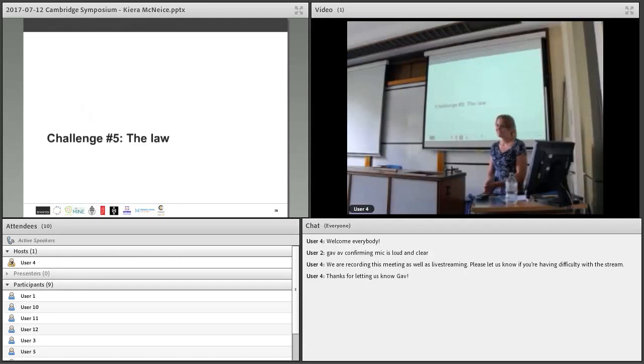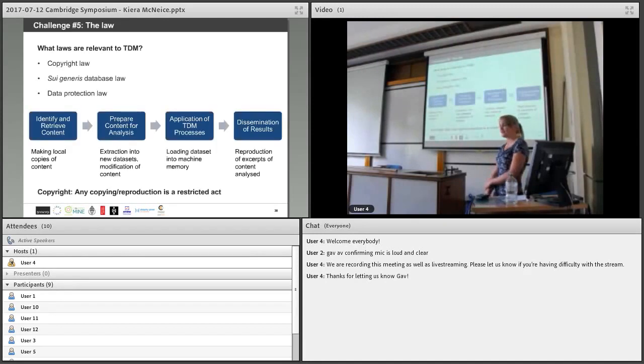And challenge number five, everyone's favorite, the law. So, laws that are relevant to text and data mining. First of all, you've got the intellectual property laws, copyright, and in Europe, the sui generis database law, which essentially functions like a copyright kind of protection for anyone who puts time and effort into creating a database. And data protection law is the third law that protects any kind of personal data that might be used to identify a human being.